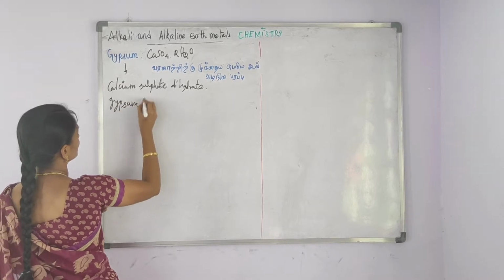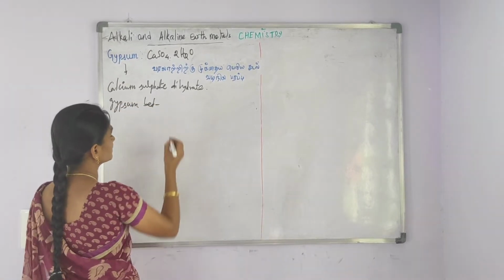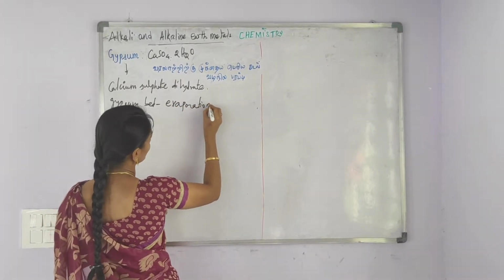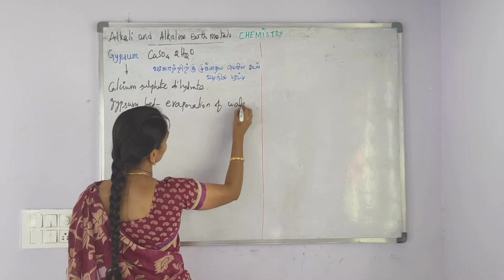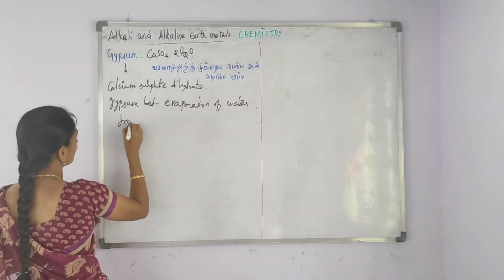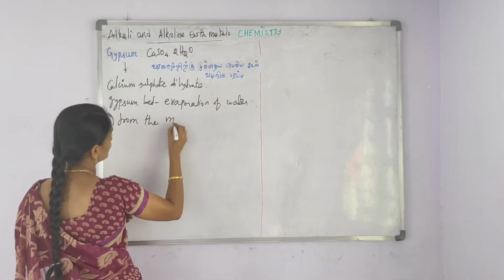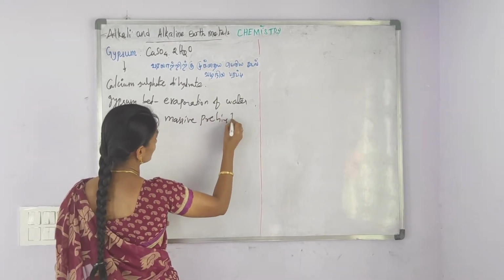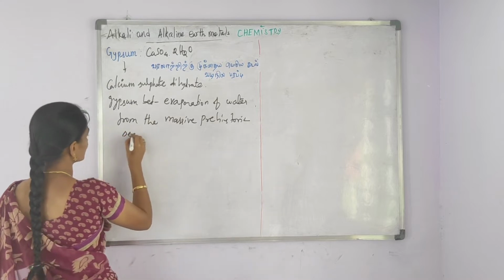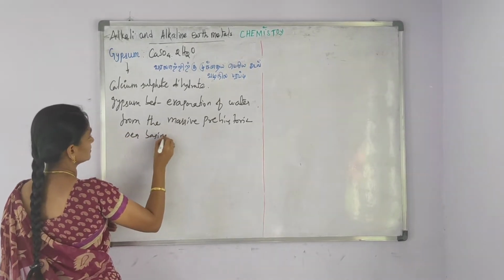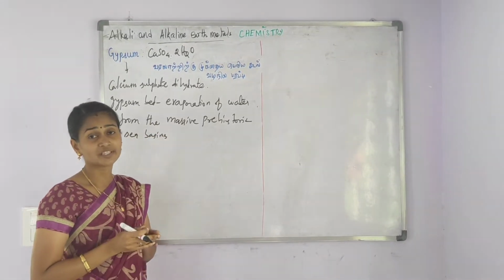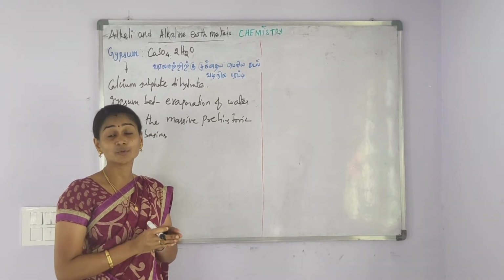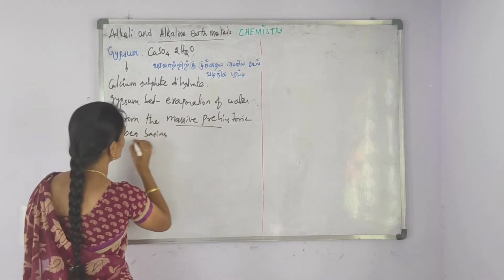Gypsum beds are formed due to the evaporation of water from the massive prehistoric sea basins.